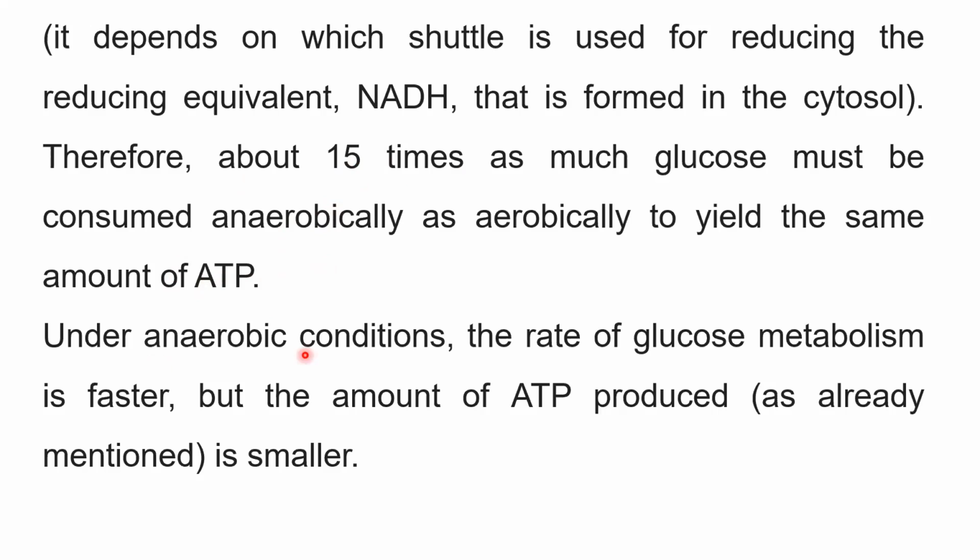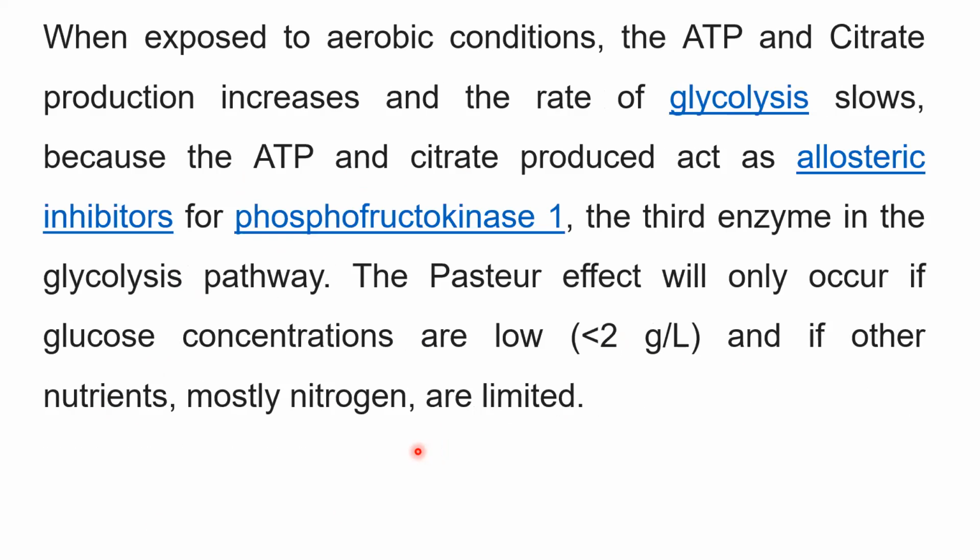So under anaerobic conditions the rate of glucose metabolism is faster, but the amount of ATP produced is very small, only 2 ATP molecules in the anaerobic process. So when exposed to aerobic conditions, the ATP and citrate production increases and the rate of glycolysis slows, because ATP and citrate act as allosteric inhibitors for phosphofructokinase 1, which is the third enzyme in the glycolysis pathway.